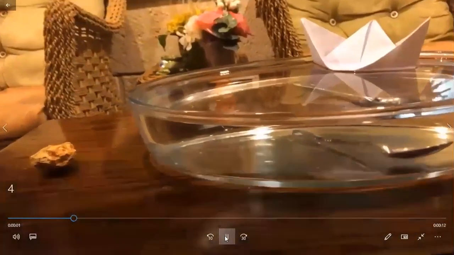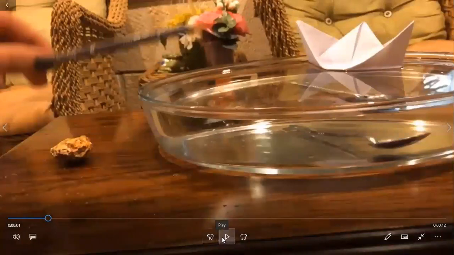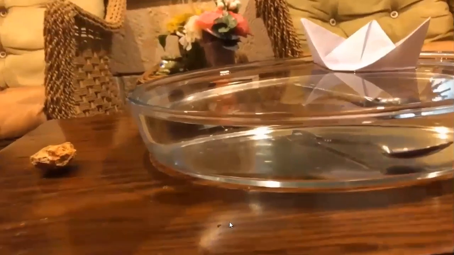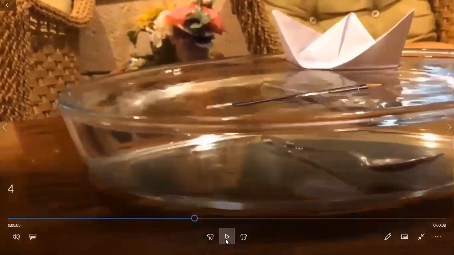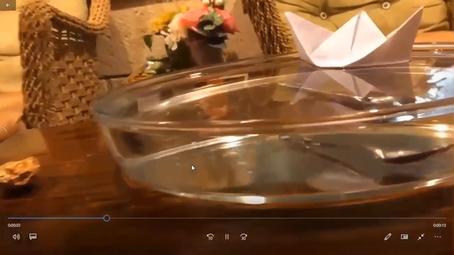Now we have a pencil. Do you think it will sink or float? Uh-oh, it floats. So the pencil floats.